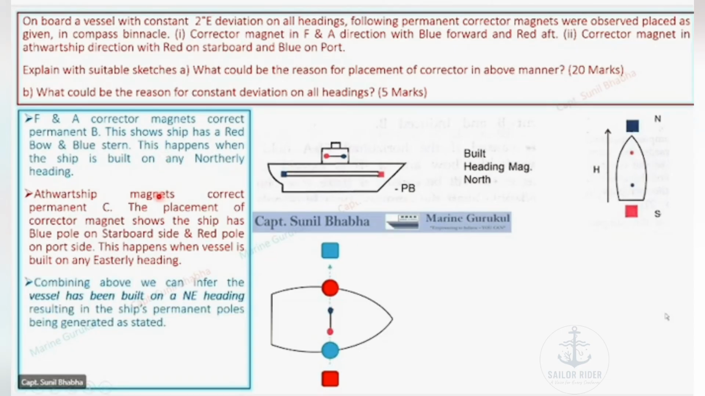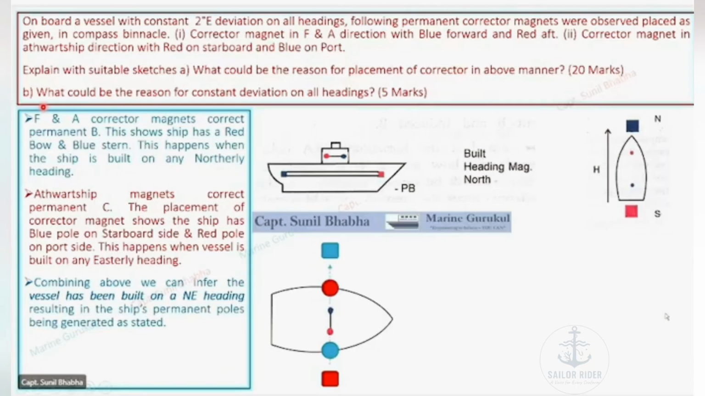Now when we combine both these two factors, we can infer that the vessel has been built on a northeasterly heading. The heading of the ship is having a northerly component, which results in a red bow and a blue stern, and it is having an easterly component, which results in the blue pole being on the starboard side of the ship and the red pole being on the port beam or port side of the ship. So the vessel has been built on a northeasterly heading, resulting in the ship's permanent poles being generated as they are stated in the question.